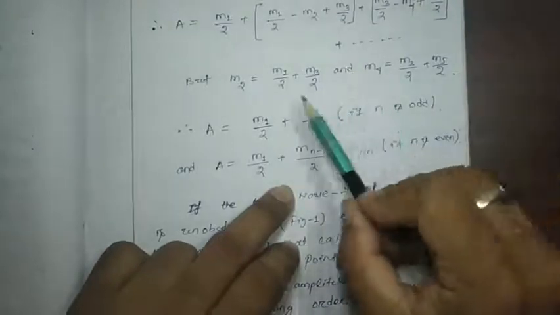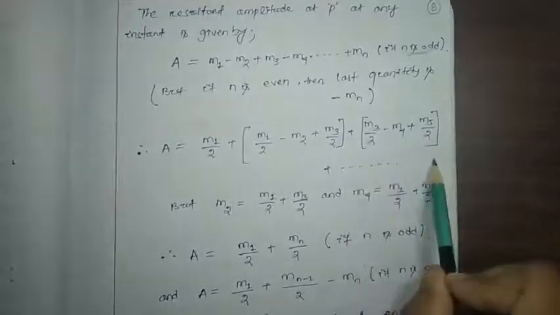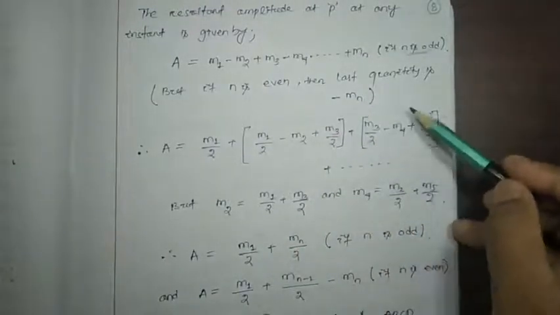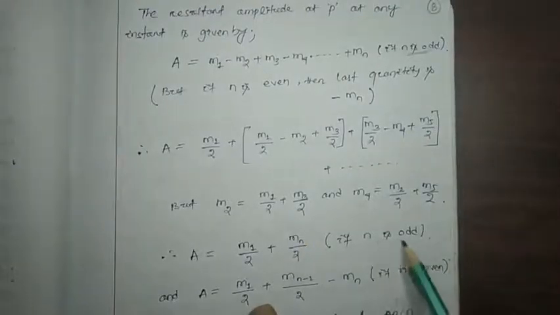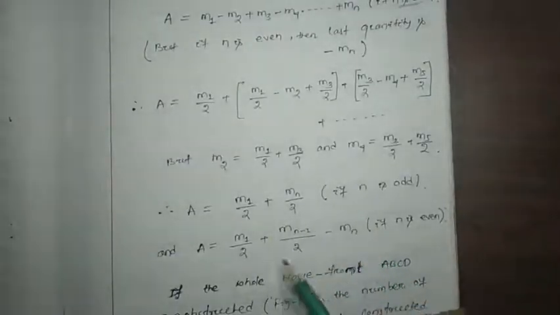So if we are going to consider the long chain, then by cancelling out these types of terms, we can get at last m_n by 2 if n is odd, and if n is even, then this type of term we are going to get.